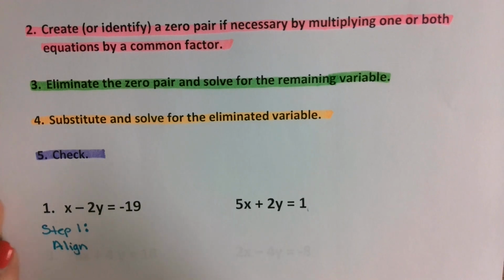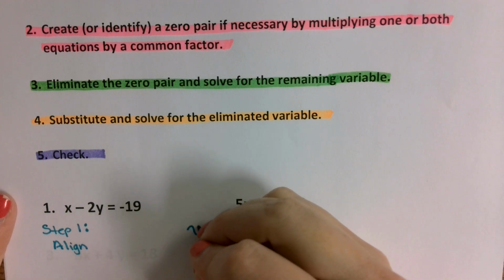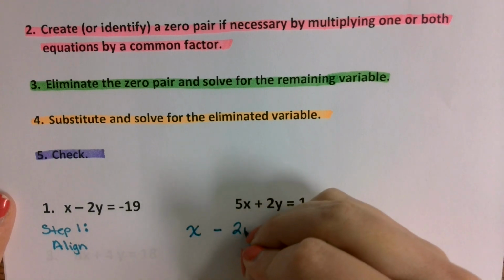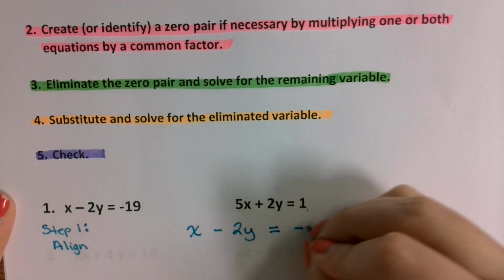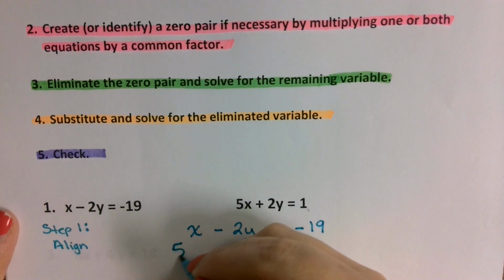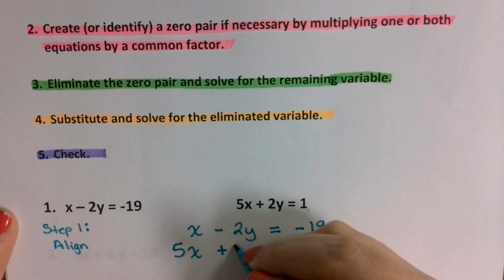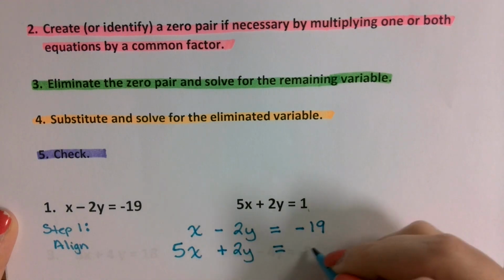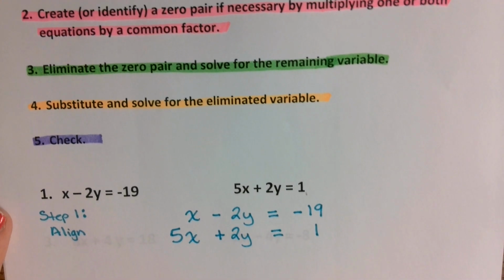Okay, so we are going to rewrite this. We are going to write x minus 2y is equal to negative 19. And we're going to put 5x plus 2y is equal to a positive 1.